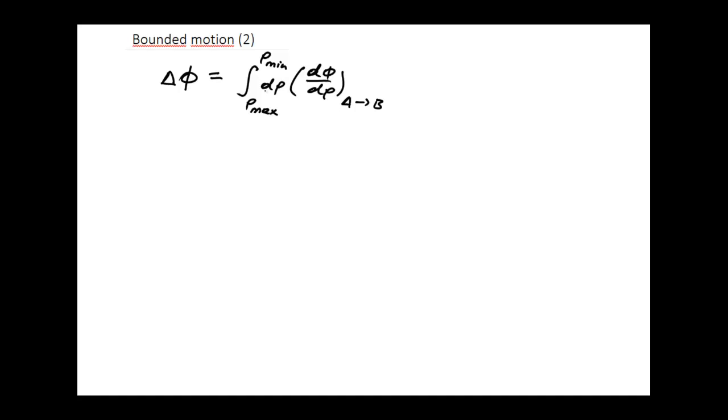This is the first half of our motion. And then we go back to the outer circle, so that's the part from B to C. So we have to add to that the contribution where we go back from the inner circle to the outer circle. We integrate over d rho, then d phi over d rho, going from B to C.